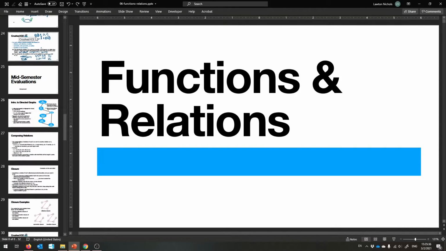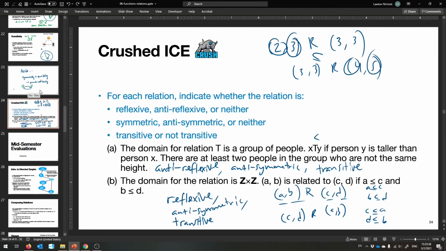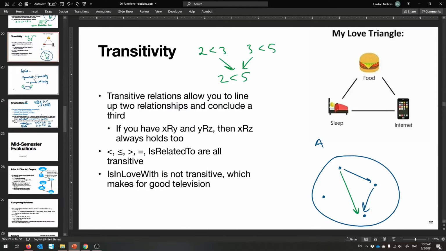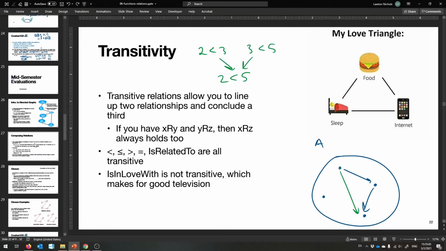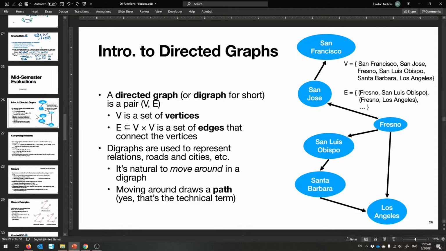Okay, so we stopped down here talking about different kinds of relations. They can be reflexive, symmetric, transitive, and there were some anti-words up in there too. Let's move on now to a topic that looks different, but is secretly quite similar to relations.